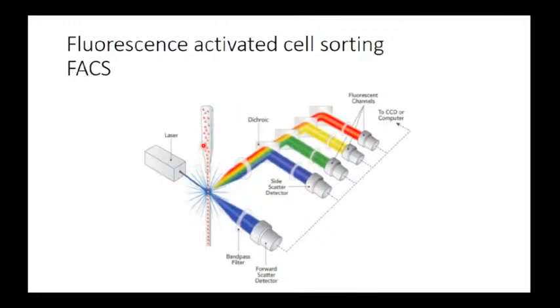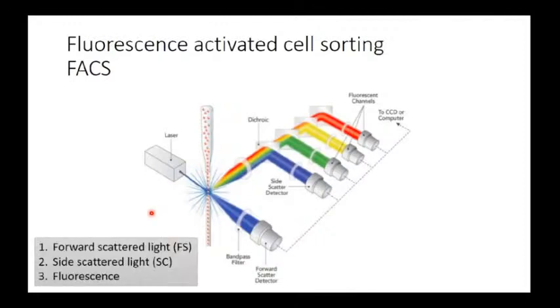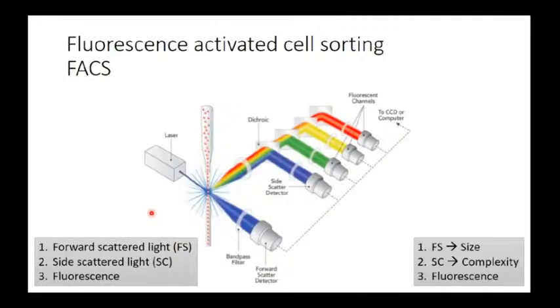Now, when the cell passes through the laser beam, this is going to happen. First, I will get the forward scattered light, which is detected by the forward scatter detector, and this is proportional to the size, as we saw in detail in the previous video. So forward scattered light is directly proportional to the size of the cell. Side scattered light is directly proportional to the complexity of the cell. And then the fluorescence will give me information about which of the cells are expressing the protein and which are not expressing the protein.